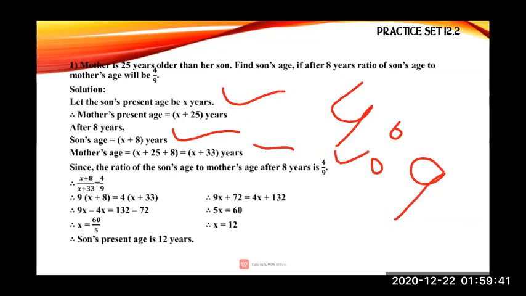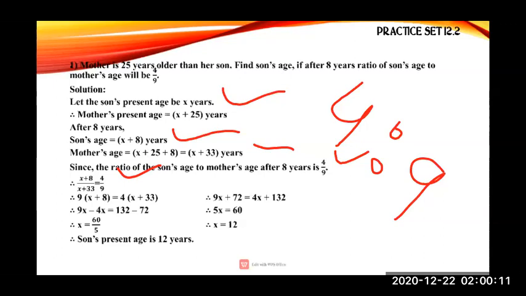4/9. So the equation will be, what equation will we make? Son age divided by mother age equal to 4/9. So son age is how much? Son age is x plus 8 divided by x plus 33, that is the mother age, equal to 4/9. So this will be the equation.